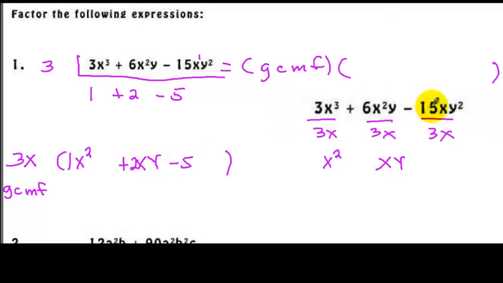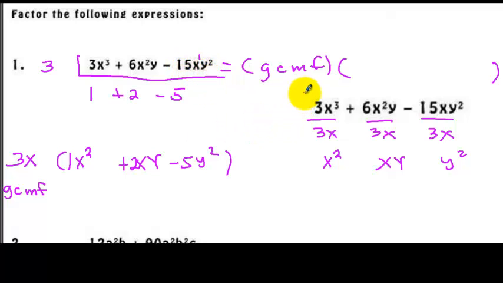And then negative 15 divided by 3 is negative 5. X divided by x is 1. Bring down your y squared. So I have y squared here. So this will now be the factors of 3x cubed plus 6x squared y minus 15xy squared.